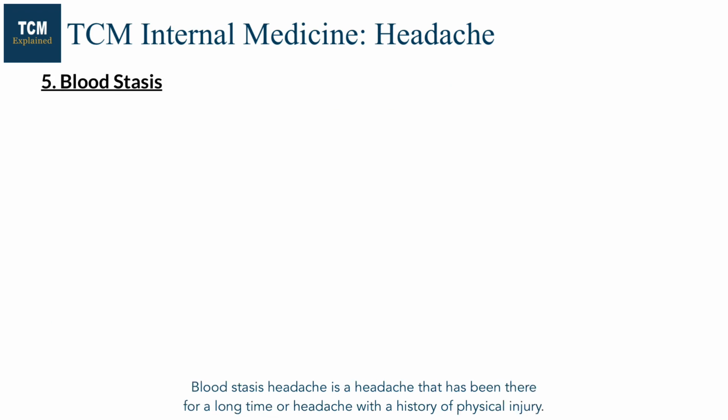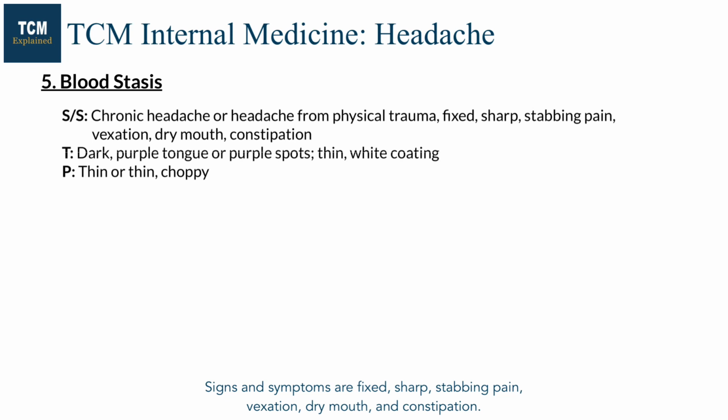Blood stasis headache is a headache that has been there for a long time, or a headache with a history of physical injury. Signs and symptoms are fixed, sharp stabbing pain, vexation, dry mouth, and constipation. Tongue is dark and purple or has purple spots. Pulse is thin or thin and choppy.